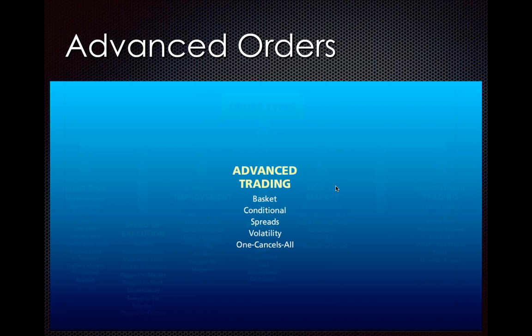Although we would like to cover as much as we can, as I mentioned previously, due to complexity of these orders, we will take only a couple of these advanced trading orders. More specifically, I will talk tonight about conditional order and volatility order. Of course, we have mentioned previously spreads, and I will show you if you want. I already mentioned one cancels all, that's as well an advanced type of order, and basket order.